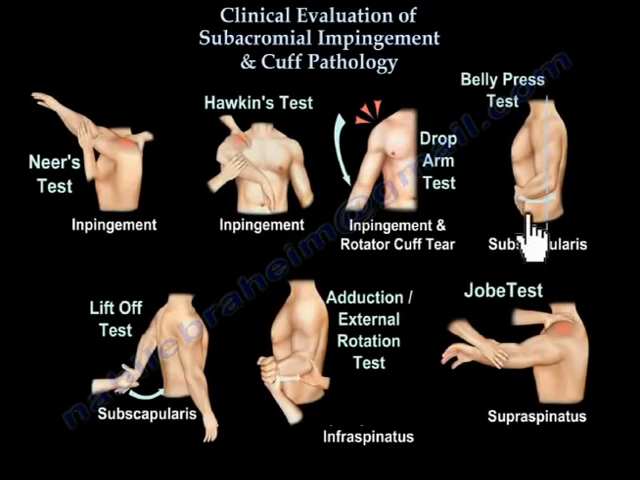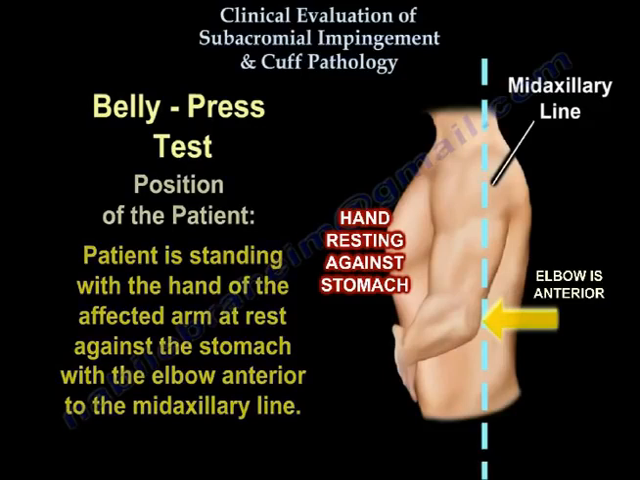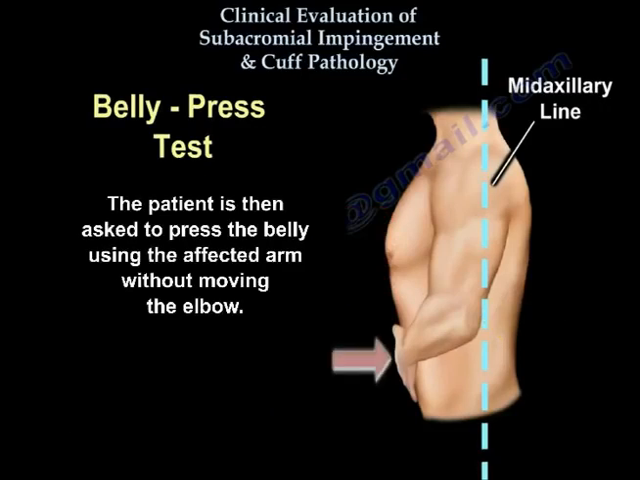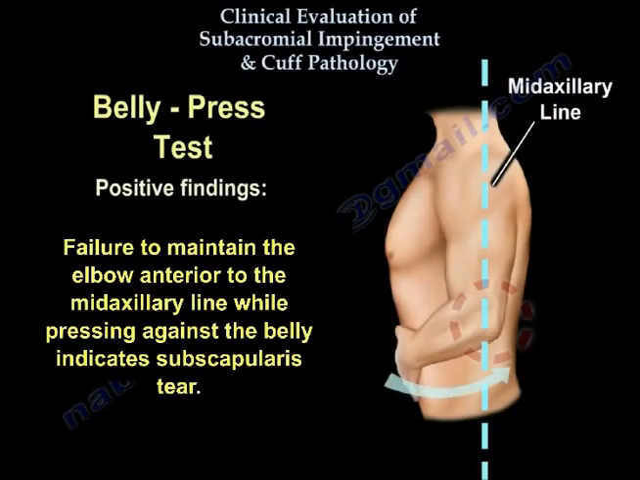Belly press test. This is a test for the integrity of the subscapularis muscle. Position of the patient. The patient is standing with the hand of the affected arm at rest against the stomach with the elbow anterior to the mid-axillary line. The patient is then asked to press the belly using the affected arm without moving the elbow. Failure to maintain the elbow anterior to the mid-axillary line while pressing against the belly indicates subscapularis tear.